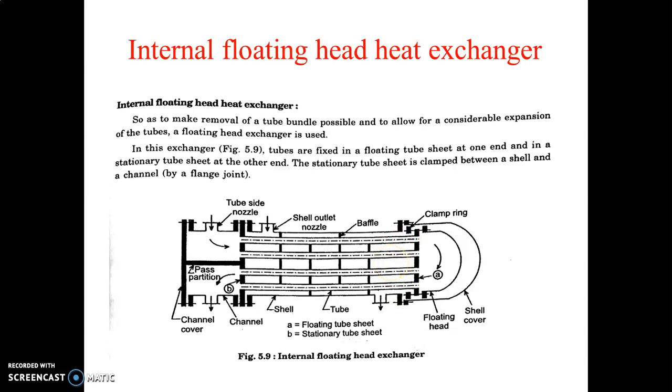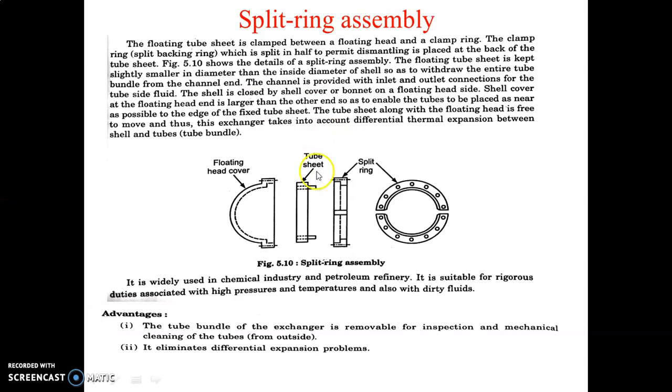So I will show this figure. If we look at this split ring assembly, here is the tube sheet. This is the split ring. That means this ring is split into two parts, and then by clamping, we can attach this tube sheet with this floating head.